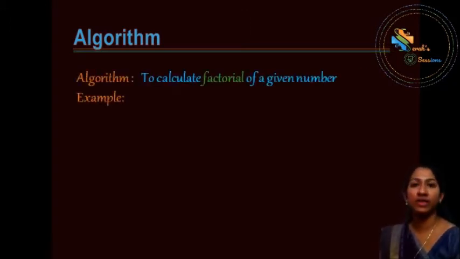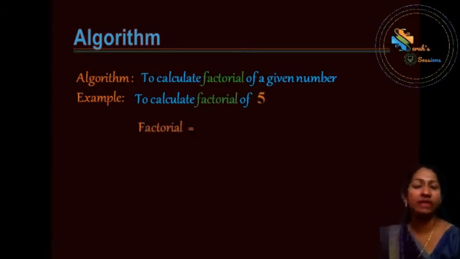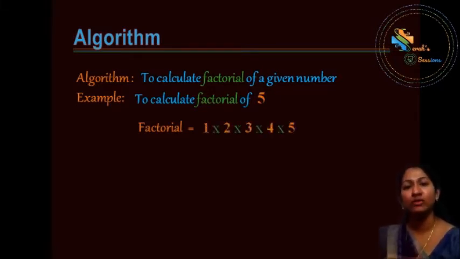Now we'll move on to an algorithm that demonstrates repetition to calculate the factorial of a given number. Here I have taken an example to calculate the factorial of 5. How will we write the steps in mathematics to calculate a factorial? 1 into 2 into 3 into 4 into 5. It's so simple like this, right? Some people write in the reverse manner, 5 into 4 into 3 into 2 into 1. Both are the same.